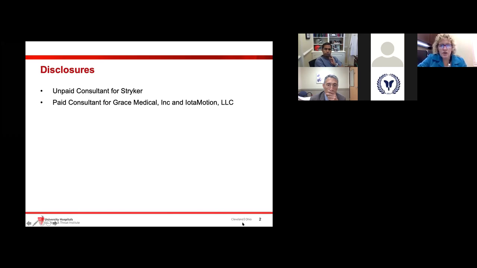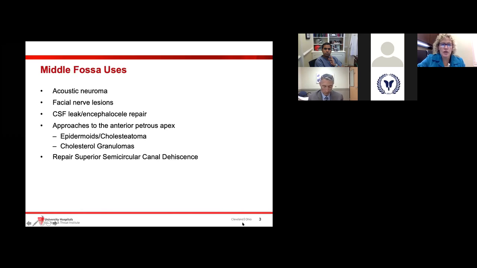think that there's some things to talk about when you're working with a neurotologist who would be doing this approach for you. The tumor dissection has some nuance that is important when you're trying to do a hearing sparing approach. Like I mentioned, middle fossa has lots of uses from a neurotology standpoint. We use it for facial nerve lesions, CSF leak and encephalocele repair. Approaches to the anterior petrous apex, especially in patients who have very small mastoid cavities where, as you saw on some of those CT scans, those corridors can be narrow and hard to get through. Epidermoids or cholesteatoma up in the petrous apex, this is not an unreasonable approach for that. Cholesterol granulomas and the repair of superior canal dehiscence syndrome.